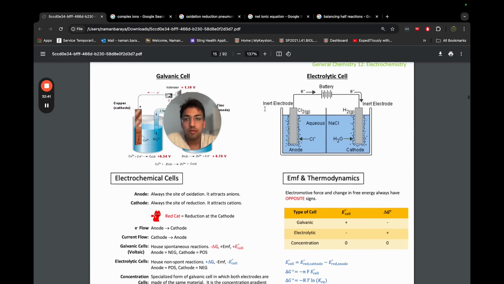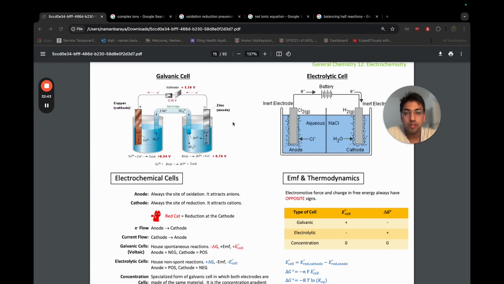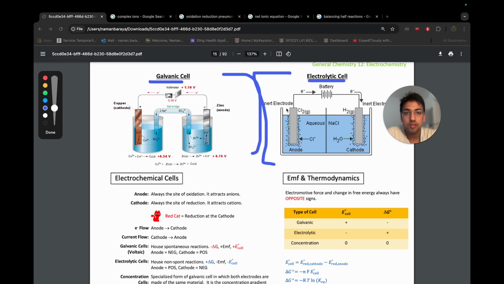Okay, now we're on the final step, which is electrochemistry. And this is honestly probably the toughest page in this chemistry portion. I always had trouble with batteries and how they work. So let's talk about galvanic cells and electrolytic cells.